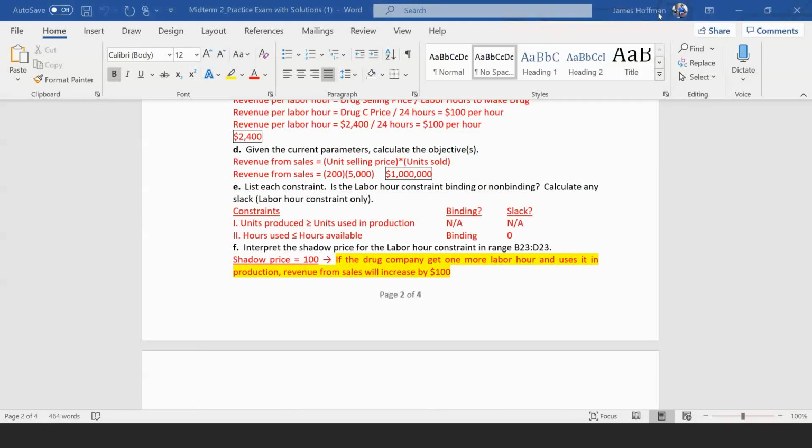Okay, so can you go back to constraint one? Sure. Okay, this one? How did I get it?